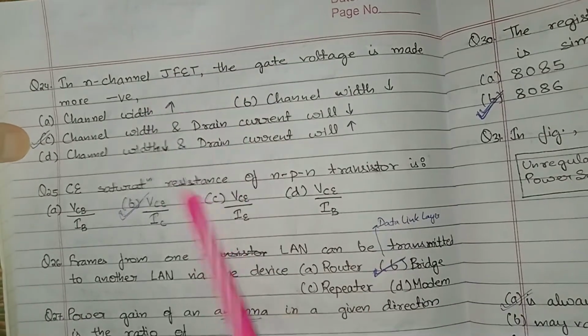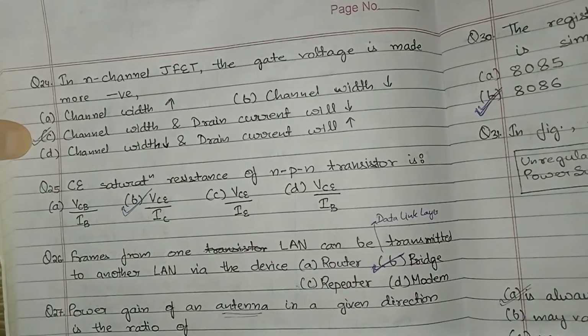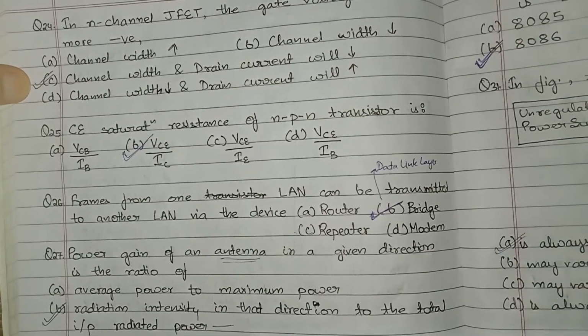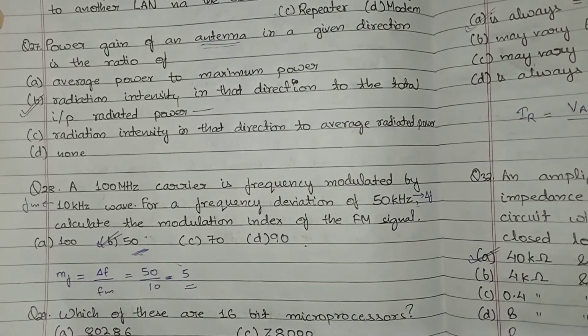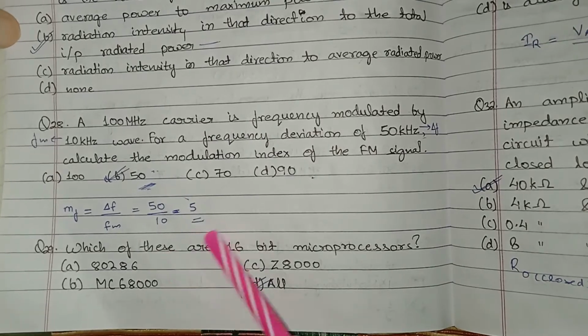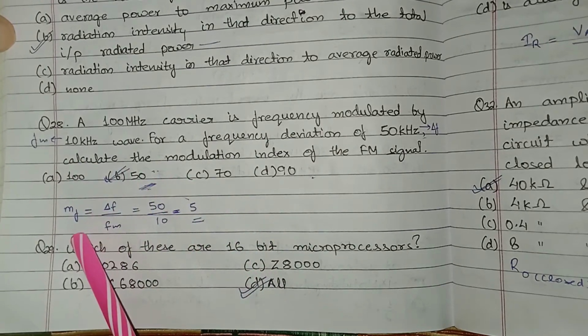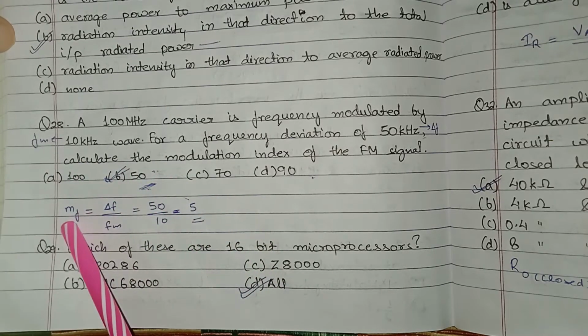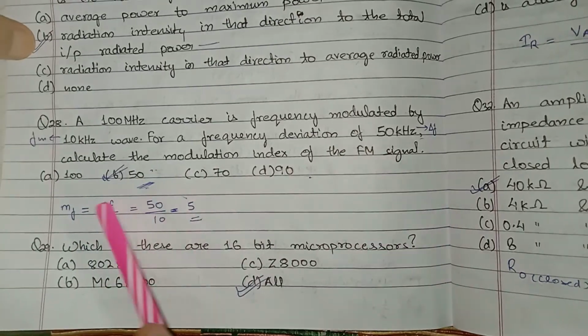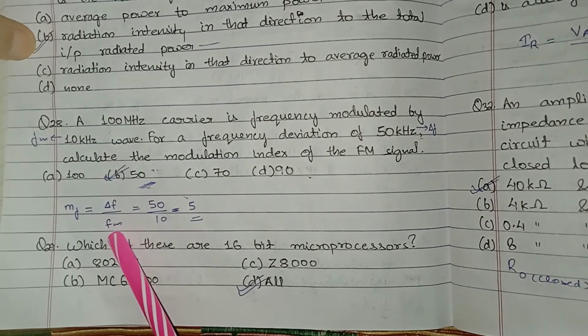Theoretical. Questions number 24 to 27 are theoretical. You can go through them on your own. Question number 28. We have to calculate modulation index, which is frequency deviation upon frequency modulated.